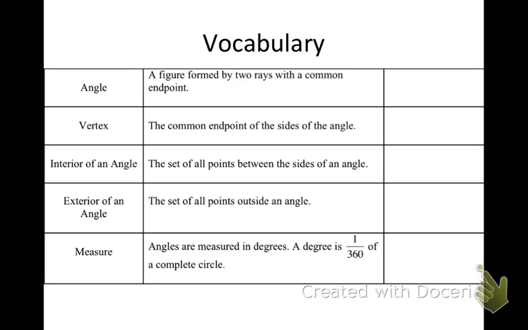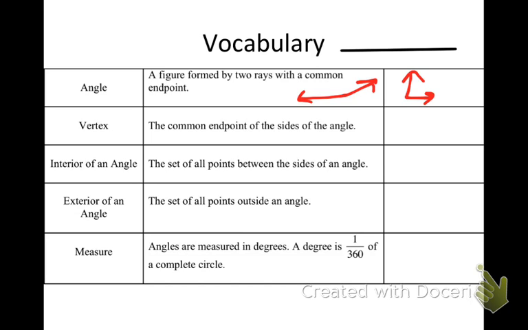First thing we're going to talk about is an angle. An angle is a figure formed by two rays with a common endpoint. An angle could look something like that. There's an angle. Is that an angle? It would be a straight angle, so 180 degrees. Correct. That is technically an angle.